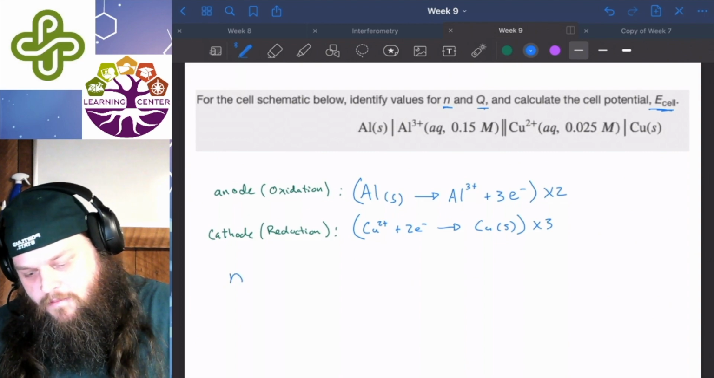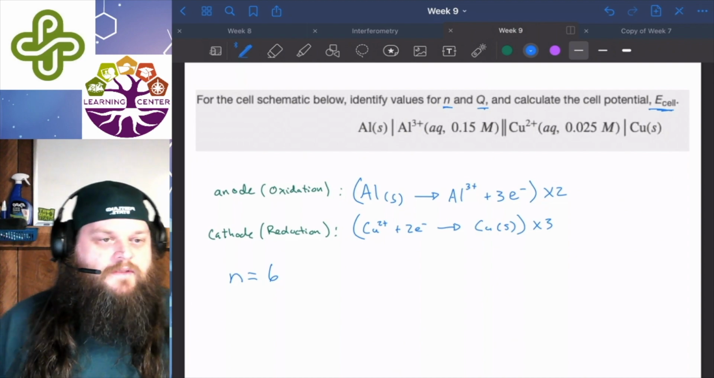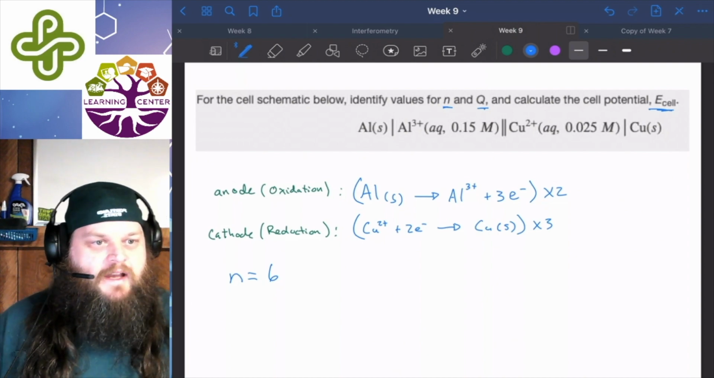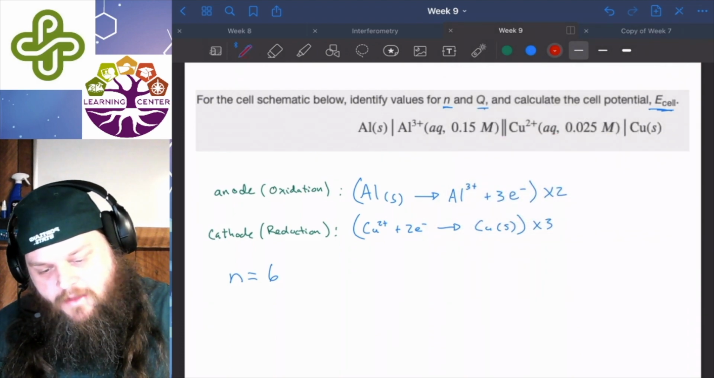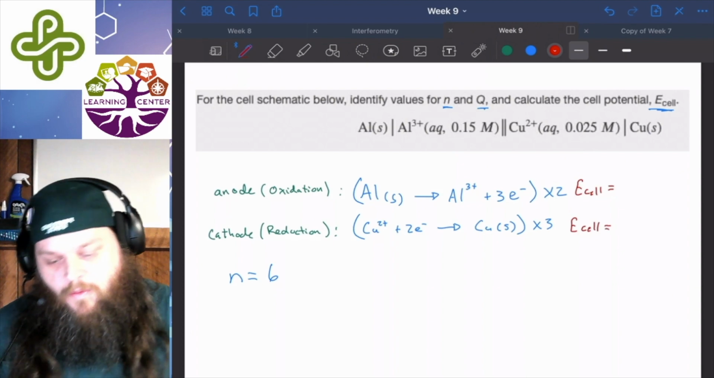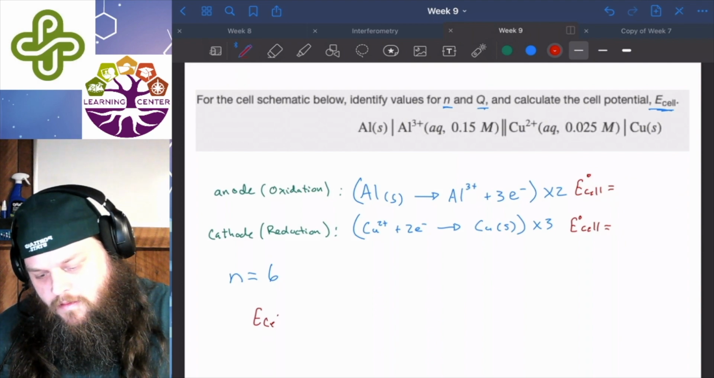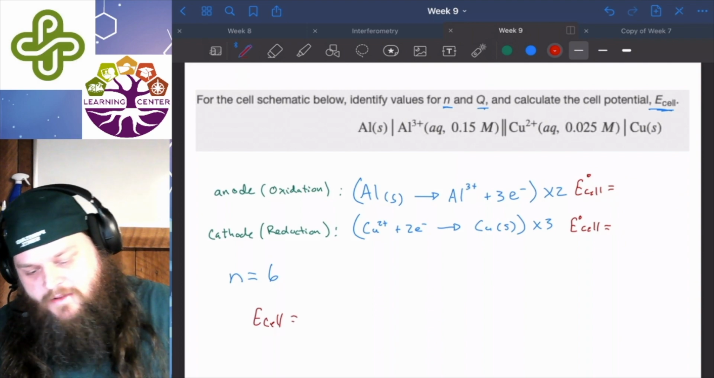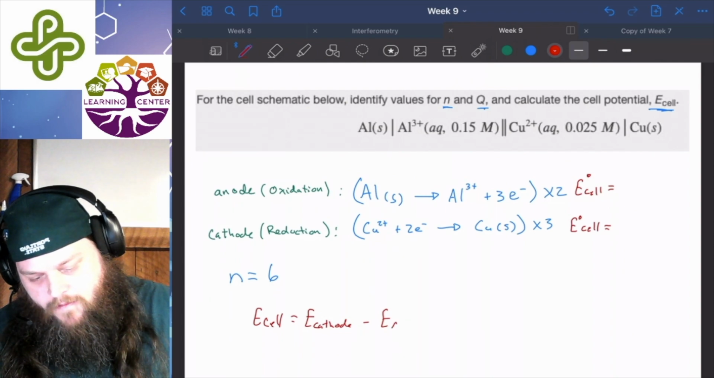N is going to equal 6, because there's a total of 6 moles of electrons being transferred in this reaction. So now we have to look up the cell potential for both of these half reactions. And if you remember, we can find the cell potential of the total by subtracting the E of the cathode minus the E of the anode.